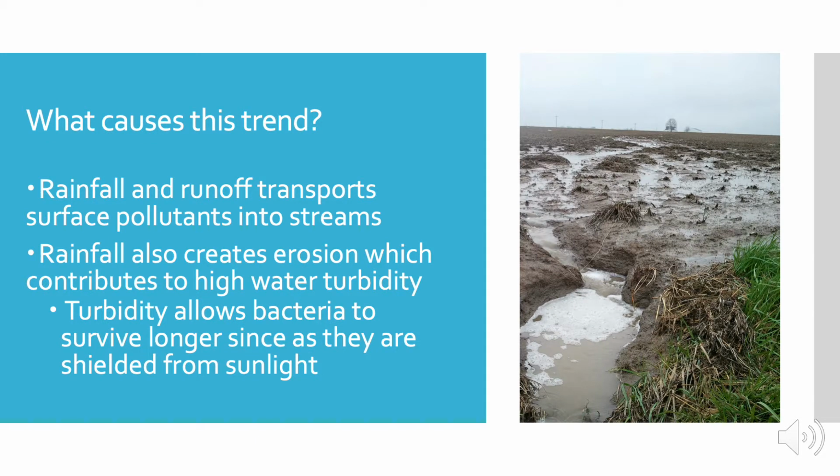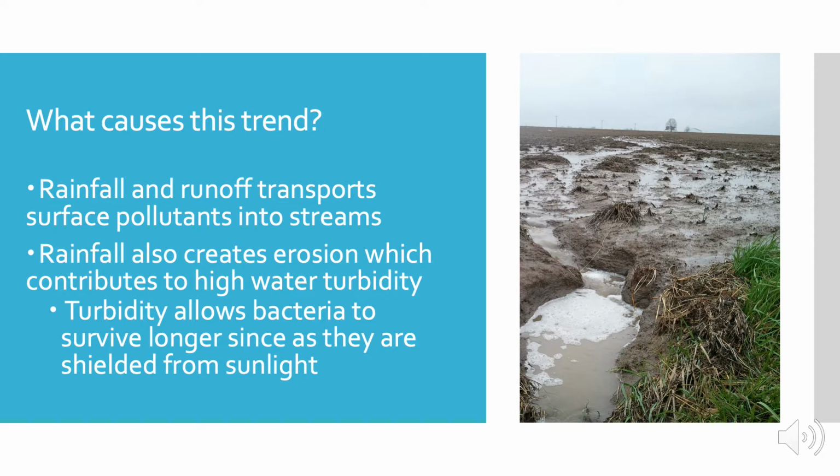What causes this trend? As rainfall occurs, it creates runoff. This runoff transports any surface pollutants into local streams. The main culprit in surface pollutants that contributes to the amount of E. coli in a stream primarily consists of fecal matter. As mentioned earlier, these sources are most often humans, pets, livestock, and wildlife.